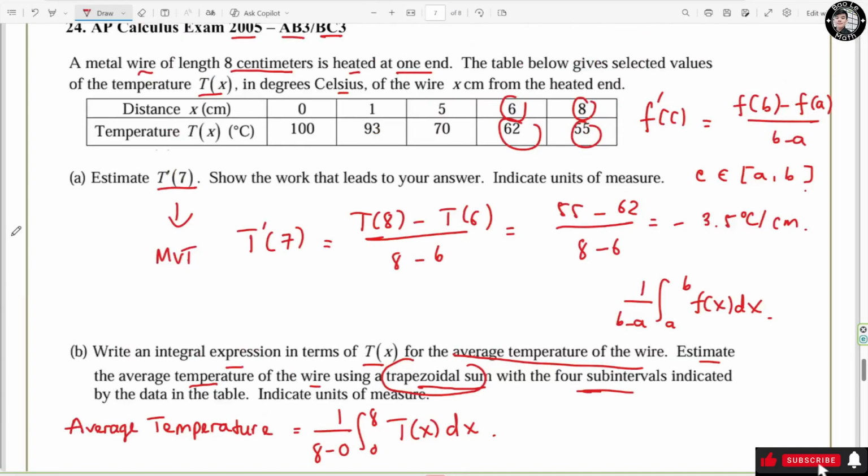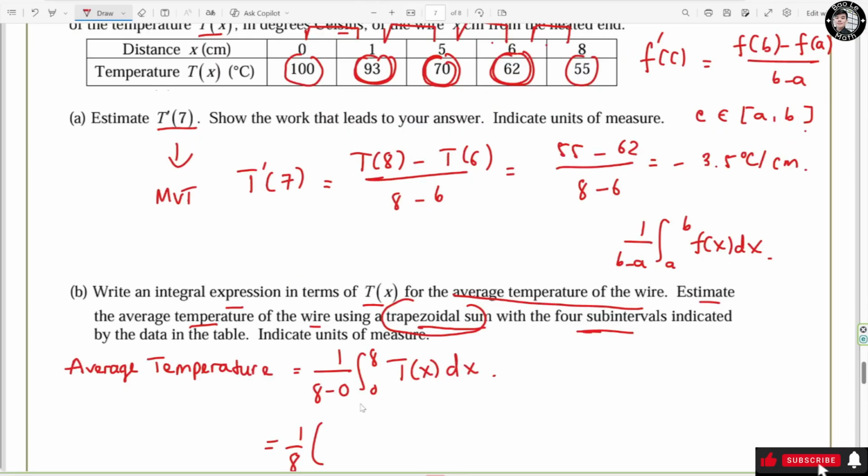So we go back over here. This one is the first interval, second interval, third interval, and fourth interval right here, right? So the height right here is going to be 1. The height right here is 4. The height right here is 1. The height right here is 2, right? Base 1 is 100. Base 2 is 93, right? And base 1 is 93. Base 2 is 70, right? Base 1 is 70. Base 2 is 62, right? And base 1 is 62 and base 2 is 55, right?